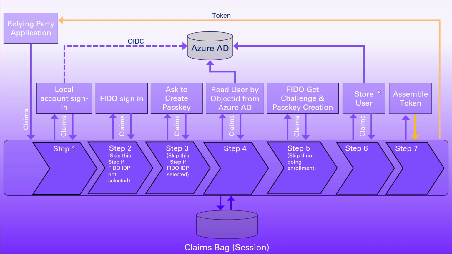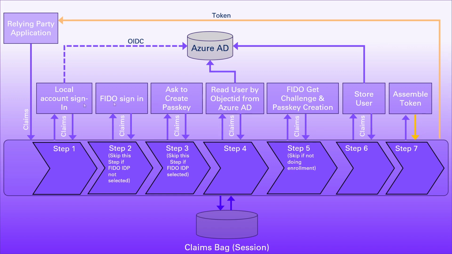We then skip the store user because we don't need to store anything, although there could be some interesting information that we need to store, like the number of times that they've used that passkey and that kind of stuff. So we can optionally store information at this point. And then again, the last thing that we do is to assemble our JWT token.